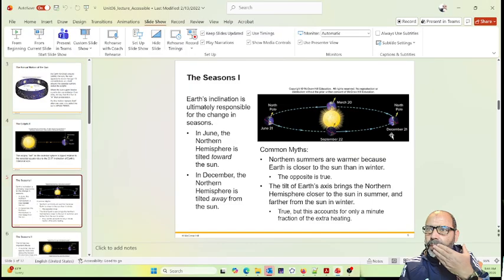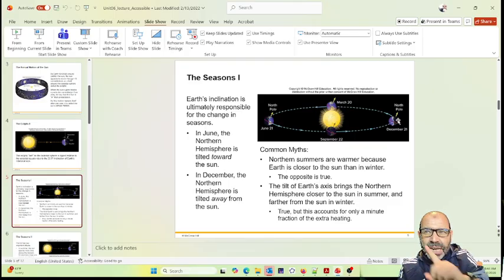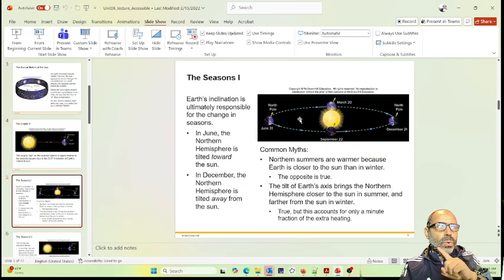So what affects the weather on the earth? Is it the distance? We know that on December 21st, the earth is actually the closest to the sun. If distance is really the main thing that drives the weather, we should be hot in December and cold in June, but that's not the case. So the distance has nothing to do with it.